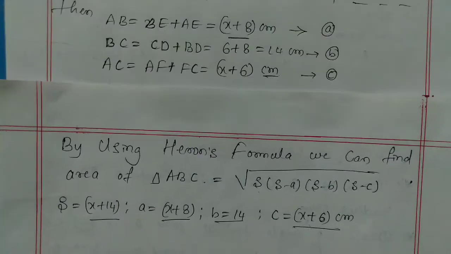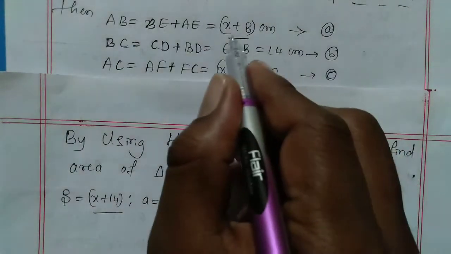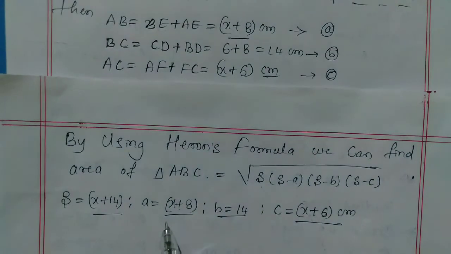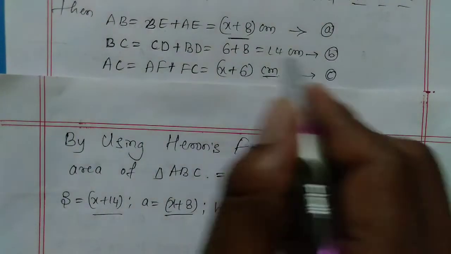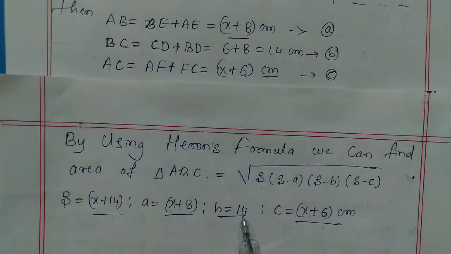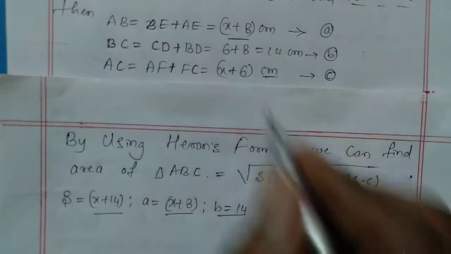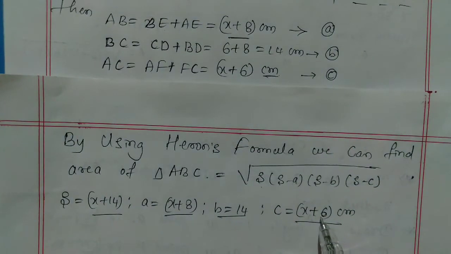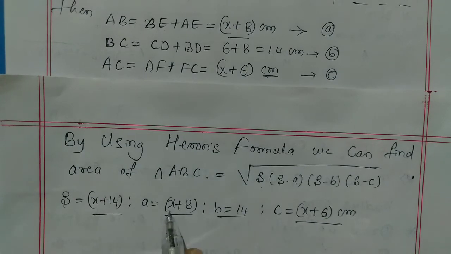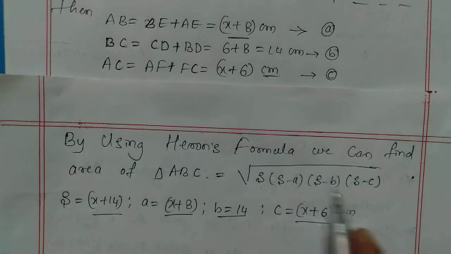Next a is x plus 8. So I will write here a equal to x plus 8 and b is 14. So 14 I have written here, and c is x plus 6. So I have written here c is x plus 6. Next I will substitute s, a, b and c values in this formula.